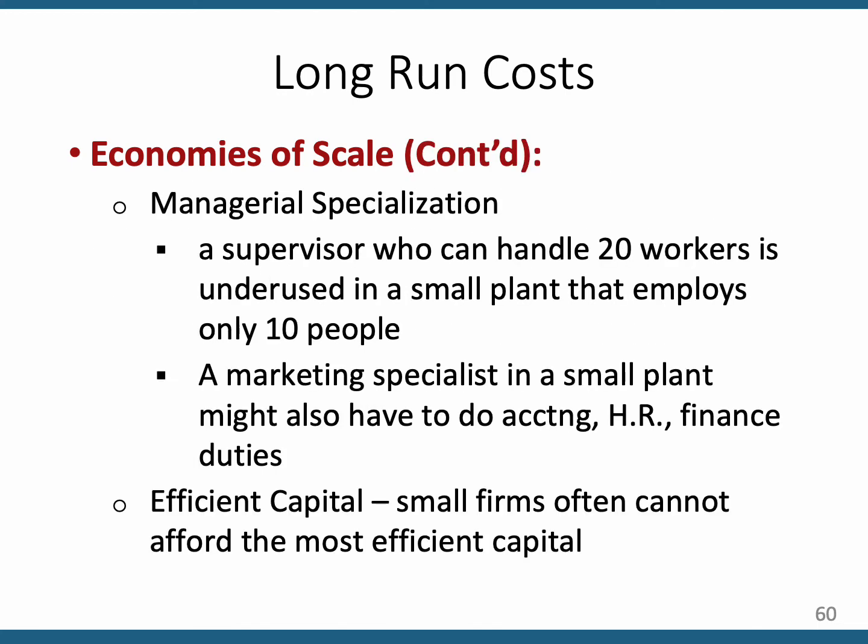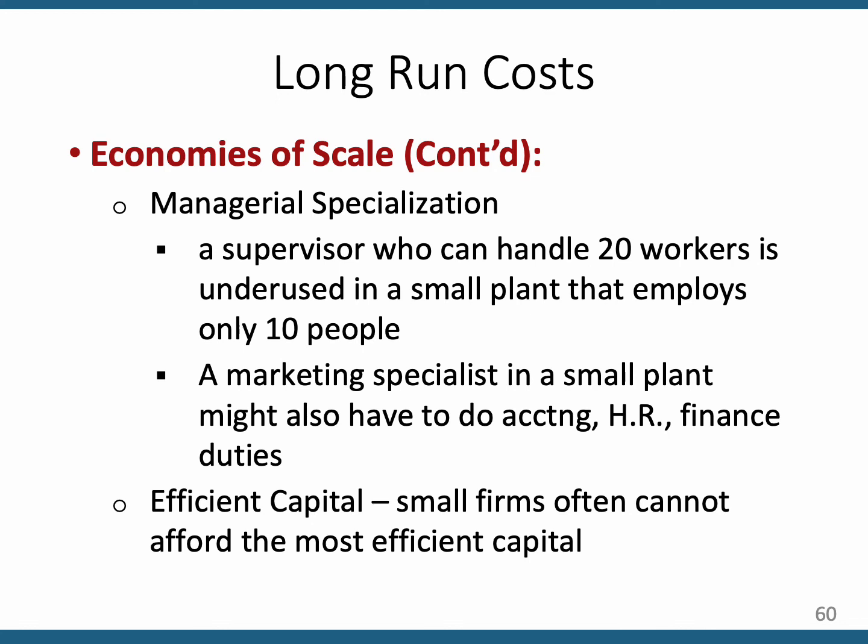This applies to management of the organization too. A supervisor can handle 20 workers, and in a very small plant there might only be 10 workers. Well, then the supervisor is being underused. Same thing for other administrative positions in the organization, like marketing and human resources. And I mentioned efficient capital. So these are all reasons for economies of scale, meaning as you grow in the long run and increase the size of your facilities and your capacity and produce more and more per unit time, per day or per month or per year, your average total cost goes down. But then you reach a minimum point, and then your average total cost starts to increase.